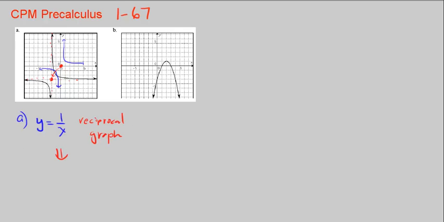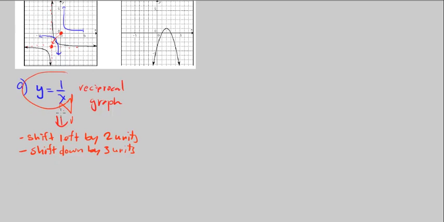To our graph here, what did it shift? Left by 2. 1, 2. Shift left by 2 units, as well as down by 1, 2, 3 units. Shift down by 3 units. Okay, so how do we get the equation for the graph if we know this is our parent and it went through these 2 transformations?